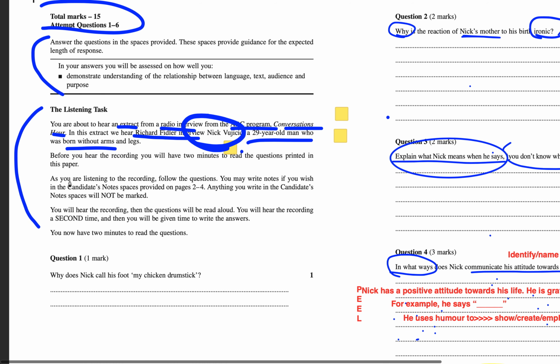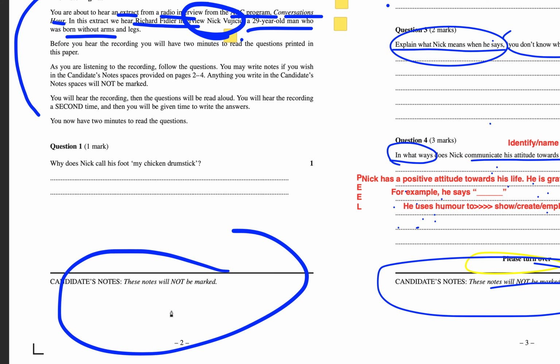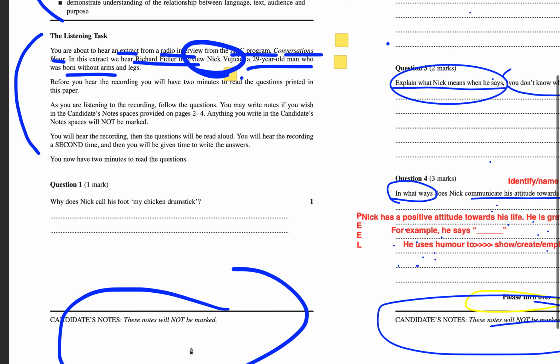Then it says, as you're listening to the recording, you can follow the instructions. You can write notes if you want in the candidate's note spaces, which is here. They're on pages 2 to 4. This is like your working out paper, like in maths, when you scribble some notes and stuff like that. But anything you write here will not be marked. So even if you put the correct answer here, we will not give you marks from here.